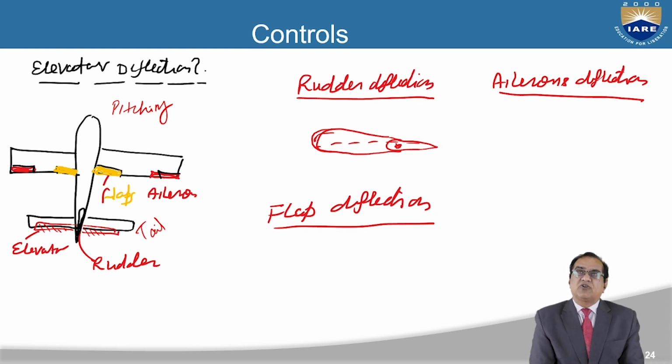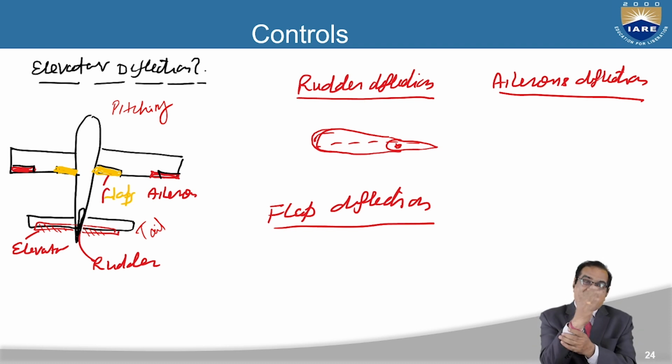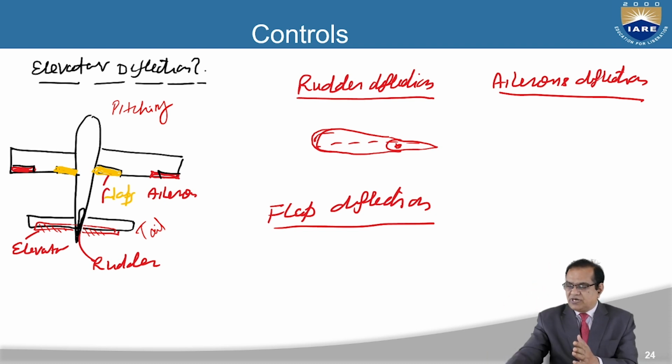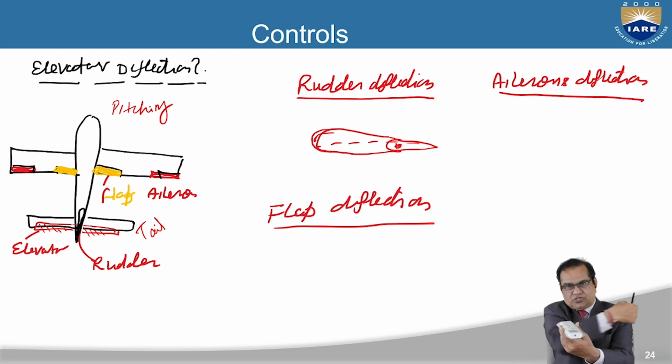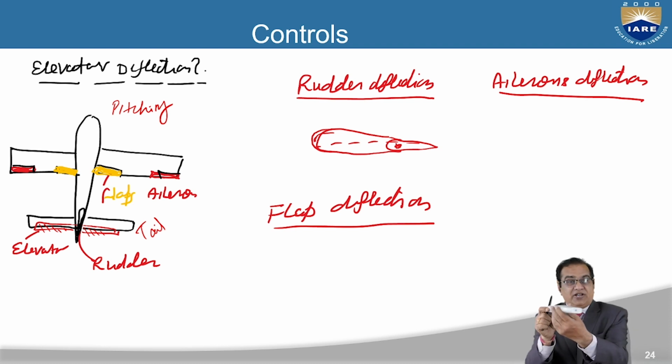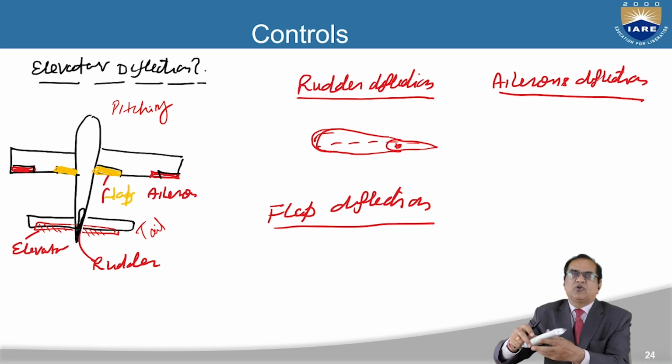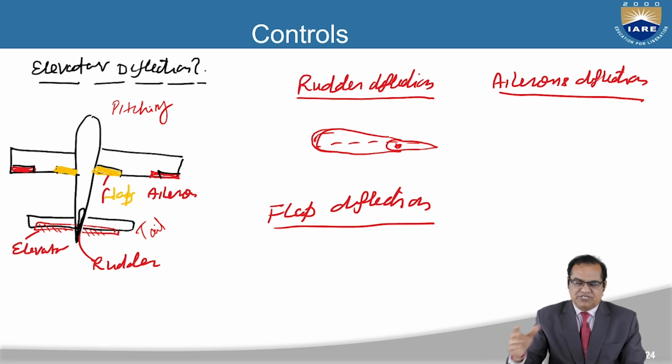The next control is the rudder. Rudders are used for yawing motion, that is, the nose going left or right. Here also it works the same way. If you want to go right, your rudder should go right like this. Then the nose will go right, because force will pull in this direction. If you want left, it has to go towards the left, force will be in this direction, and your nose will go left. So this is the rudder.